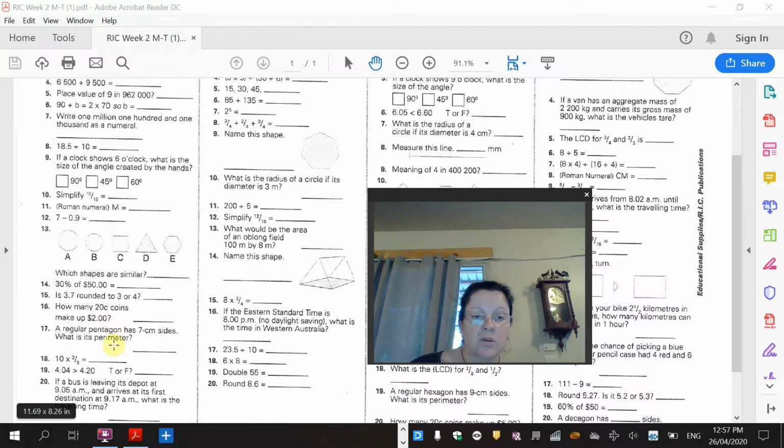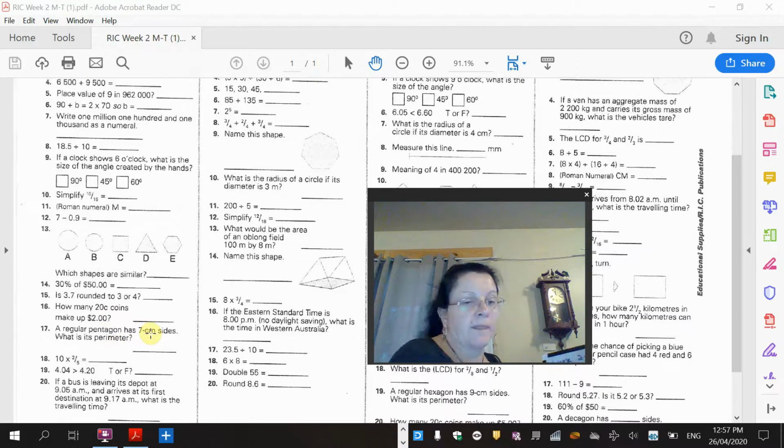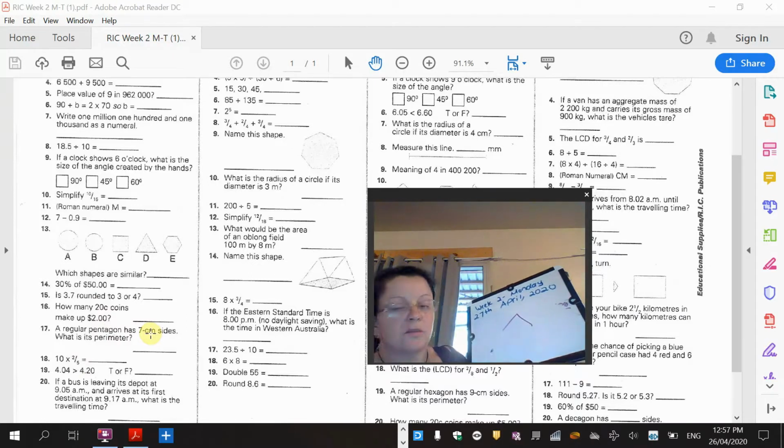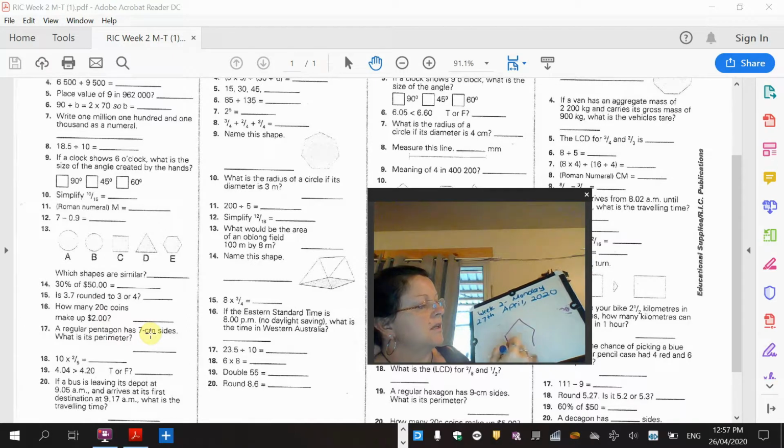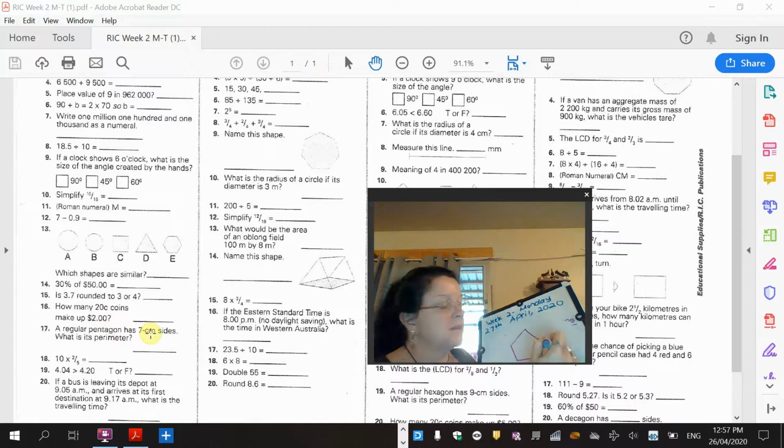A regular pentagon has 7 centimeter sides. What's its perimeter? So a pentagon is a roof, house, sides slightly coming in, and then the bottom. Each one of these sides has 7 centimeters, and remember, if we were running around the outside of this, all we do is add them together. So 7 plus 7 plus 7 plus 7 plus 7. So 7 times 5, and I sent you through the multiplication chart so you can check it on there, but that is 35 centimeters.